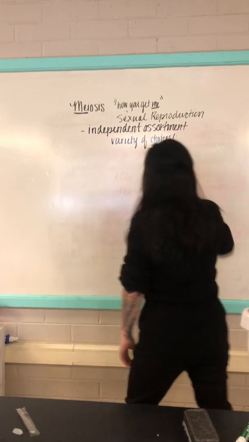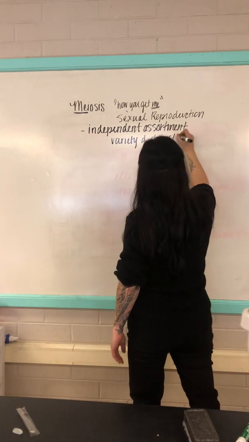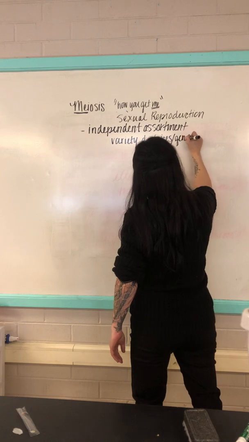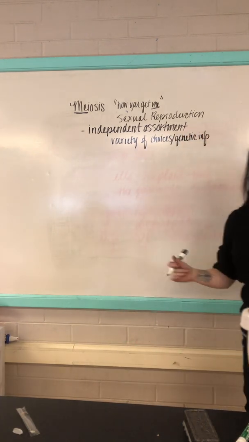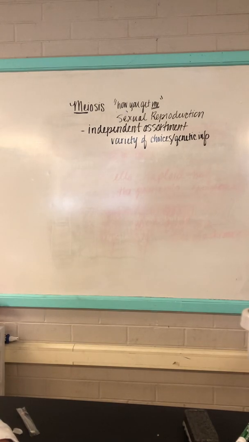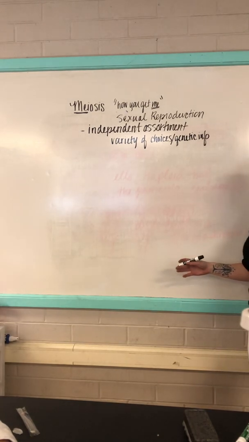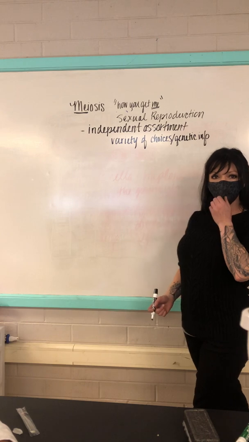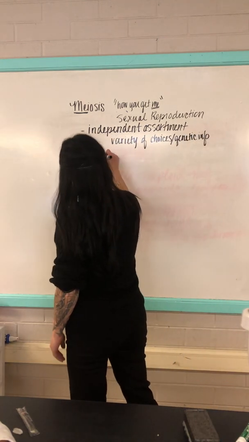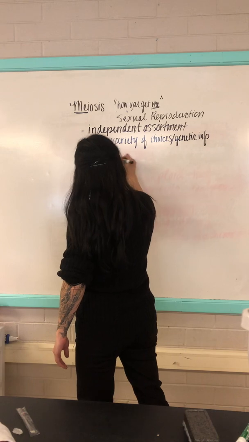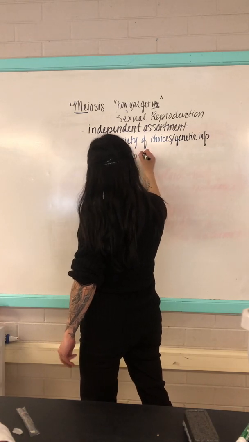Choice is not a really good word there. Choices or genetic info. So if you look at a family, like a bunch of brothers and sisters, they may have similar characteristics, but for the most part, they don't all look identical because there is independent assortment. There is the crossover. This is because of crossover.